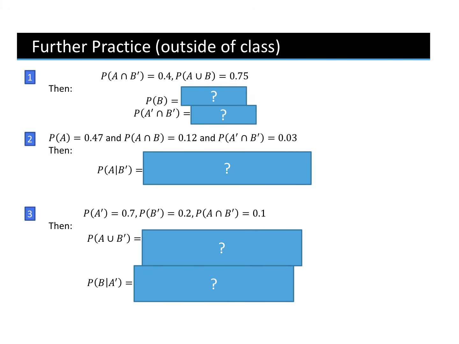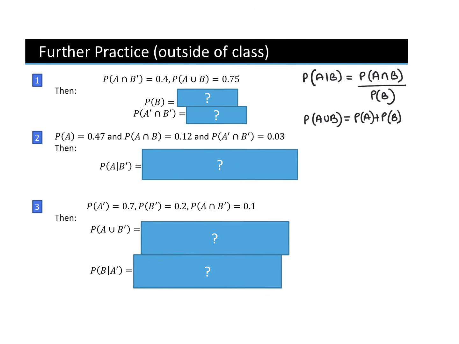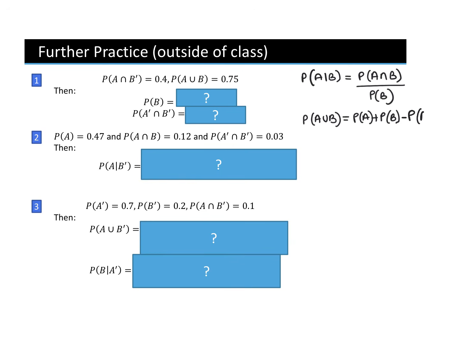So, some extra practice here. Now, just to confirm the rules that we know: the probability of A given B equals the probability of A intersection B out of the probability of B. The probability of A union B equals the probability of A plus the probability of B minus the probability of A intersection B. Okay, and this is a generalized form.